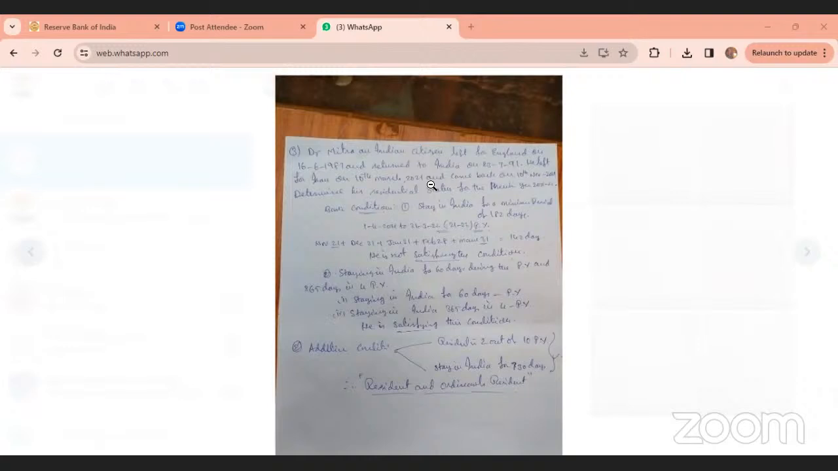And the fourth point is what? When the individual satisfies any one of the basic conditions and does not satisfy any one of the additional conditions, in that case he is called resident and not ordinary resident.